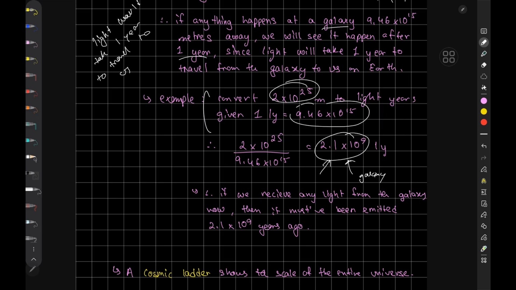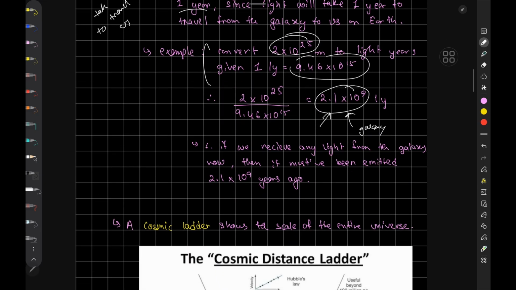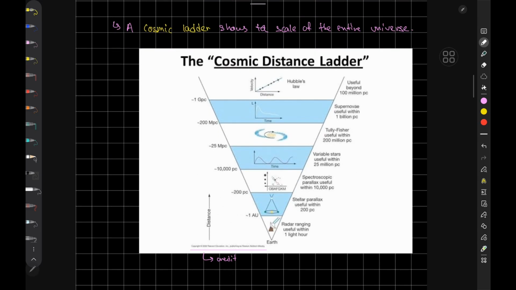Good. So basically, if you're seeing anything from a galaxy which is 2.1 into 10 to the power 9 light years away from us, we're looking at something that happened 2.1 into 10 to the power 9 years before today. Okay, does that make sense? Hopefully it does. This is what the cosmic ladder looks like. This is to say how far we can look into the past, or the vastness of the galaxy.